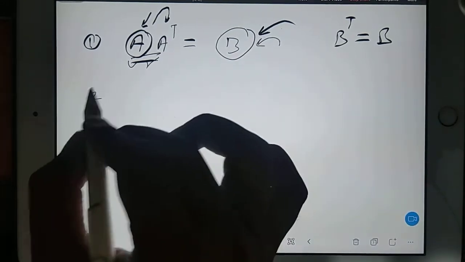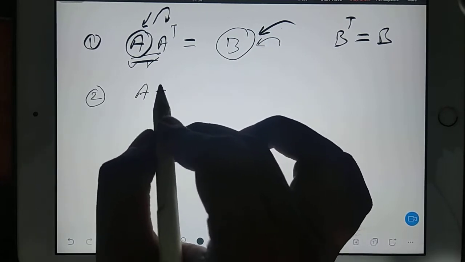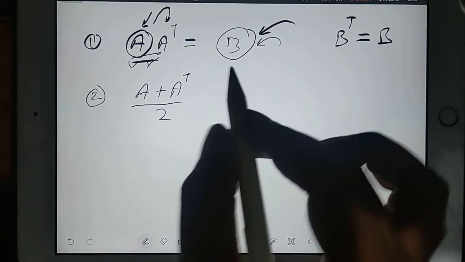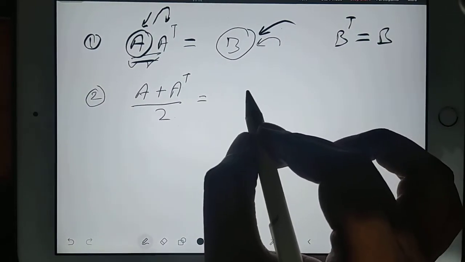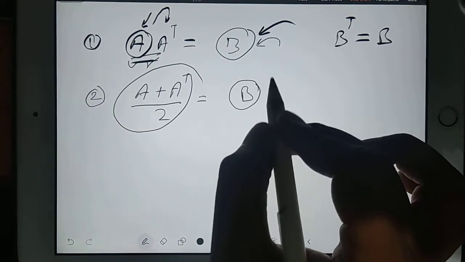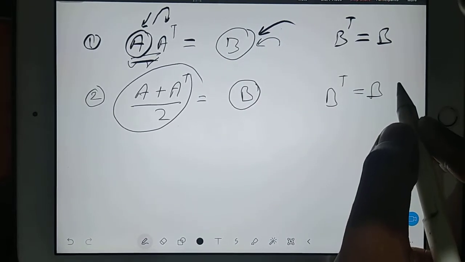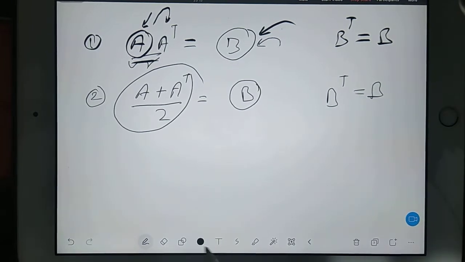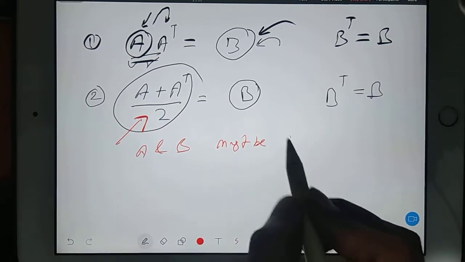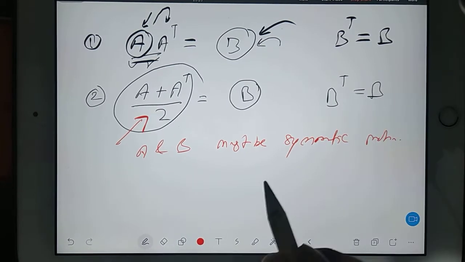Now one more property. Suppose you have any matrix A, you find the transpose of that matrix, add it to A, and then divide by 2. This is also always a symmetric matrix. Suppose after this you get an answer B. If you find the transpose of B, you get the same answer B. And in this case we have a condition: your A and B must be symmetric. Then only we will get this.